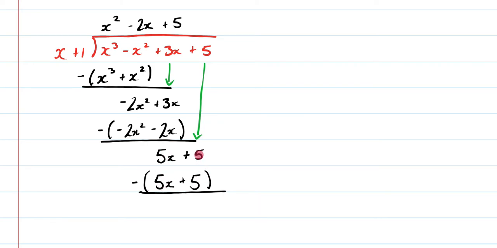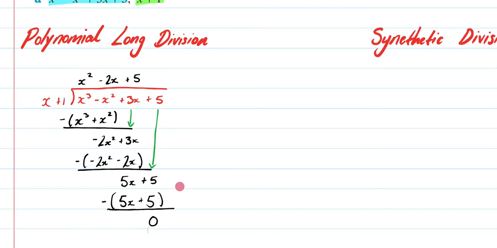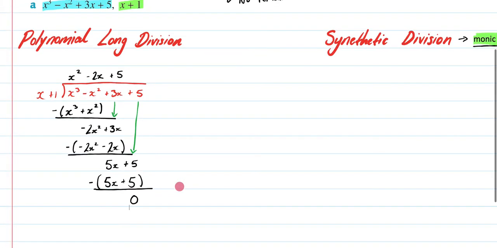This is going to go away. 5 minus 5 is 0. Would you look at that? We got 0 out, which means we don't have a remainder, which means x plus 1 is a factor of the dividend. So we have done this correctly. So your final answer here is just this.